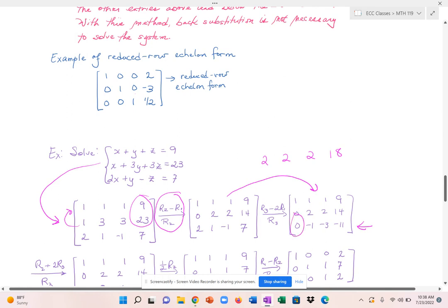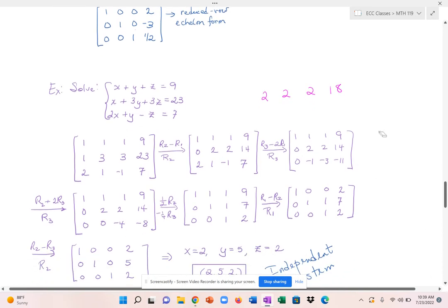So far I have 2 zeros here, and at least the first row has a 1 in the upper left-hand corner. Okay, then I go on to the next elementary row operation. I'm going to do row 2 plus 2 times row 3. So if I multiply row 3 by 2 and add it to row 2, then this one will turn to 0. And so that's what I'm trying to accomplish here.